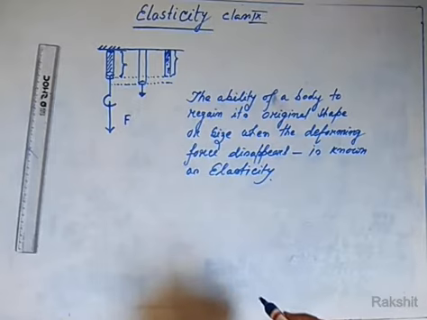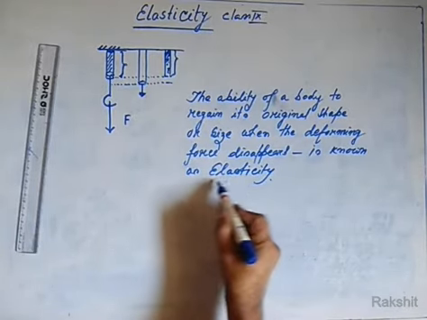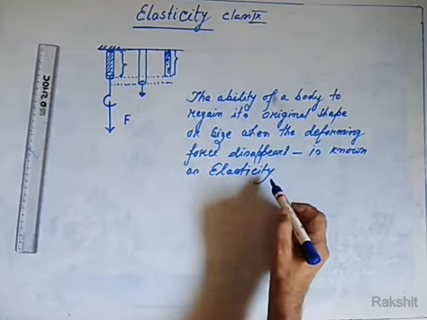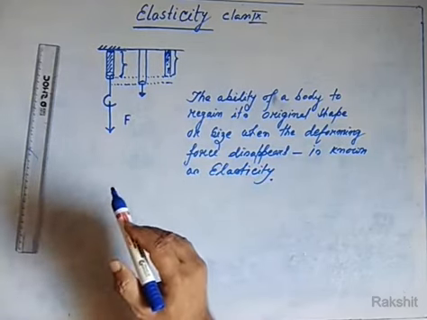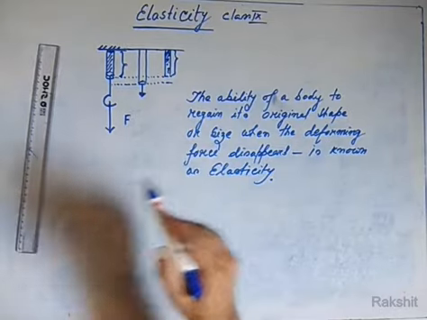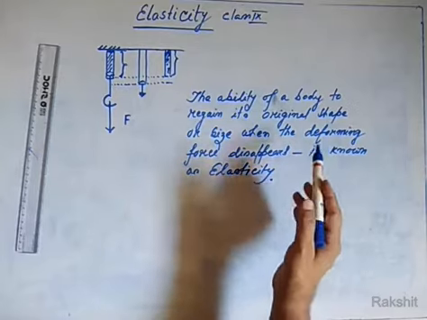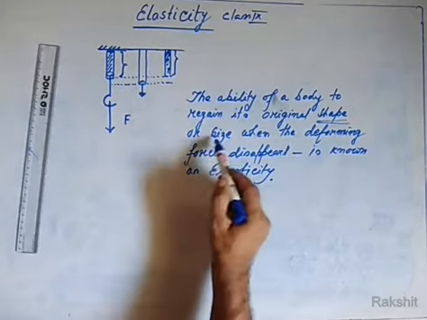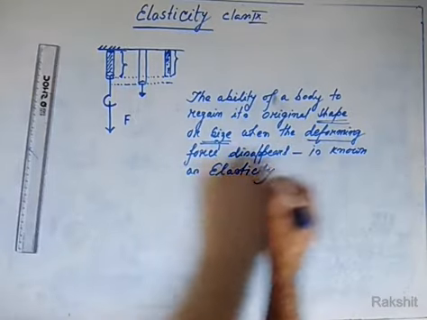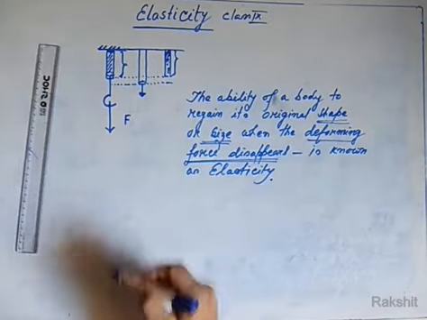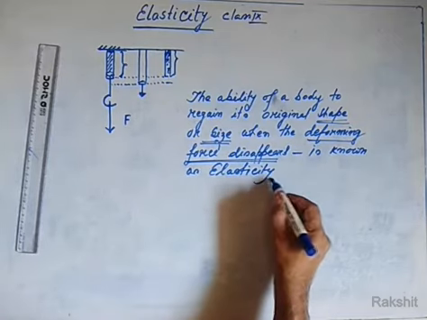So what is elasticity? Elasticity is the inherent property of a physical body, and due to this property, the body regains its original shape and size when the deforming force disappears. Okay. So this is the definition of elasticity.